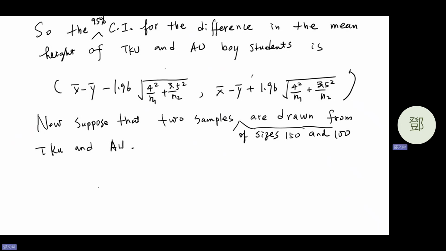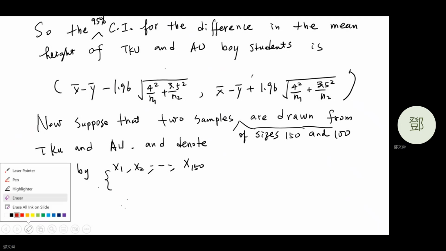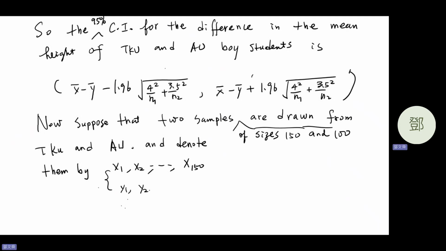Now suppose that two samples are drawn from the two schools, two samples of size 150 and 100. We still have time. Denote them by x1, x2, all the way to x150, and y1, y2, all the way to y100.